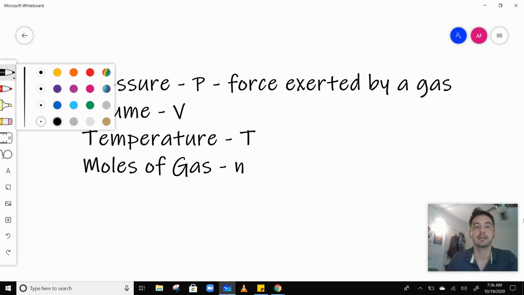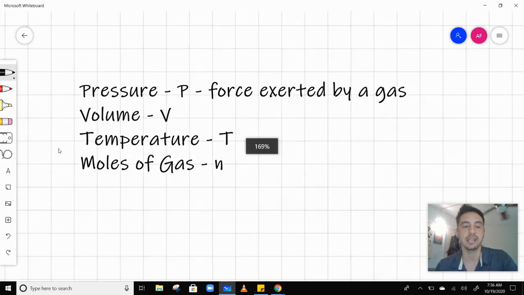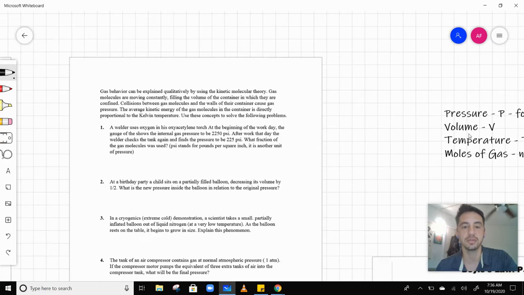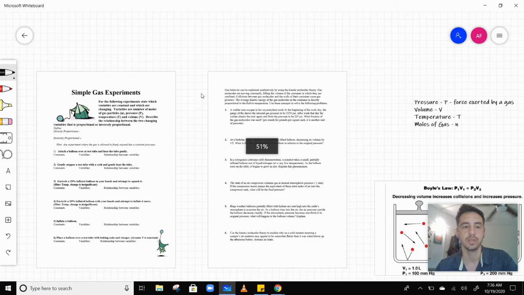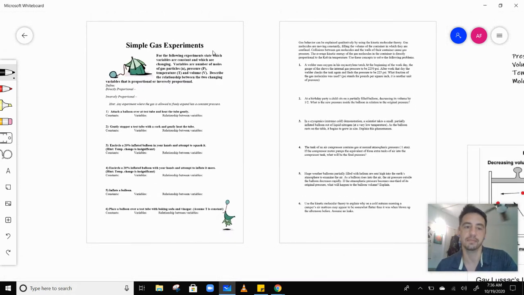The assignment for today deals with these two worksheets over here. First, simple gas experiments. And after that, there's some situations that are described, and you have to tell me what's going to happen in those situations. So we're looking at how the four variables are related.